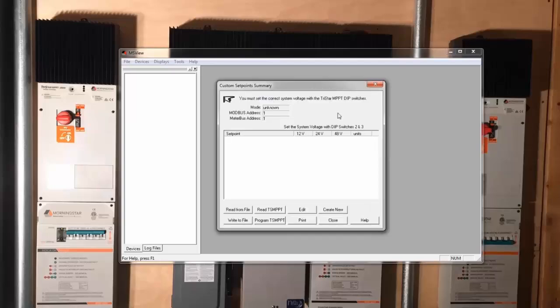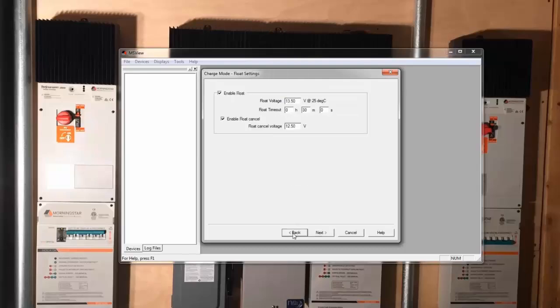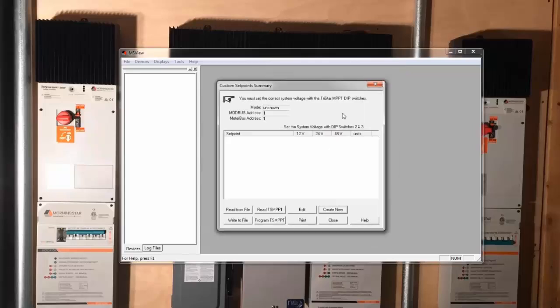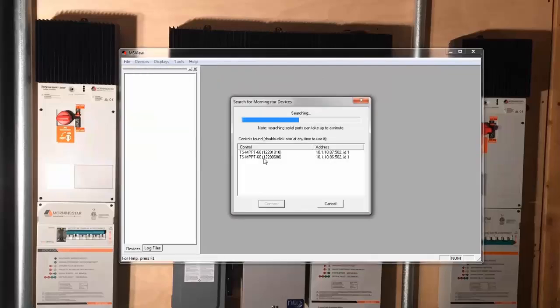Now, if you just wanted to check it out, you downloaded the program and you want to just get started, you can just do create new and just get started running through and seeing how to use the setup wizard right away. Or if you have a device connected like I do, I'll go in here and connect to one of our TriStar MPPT 60s.